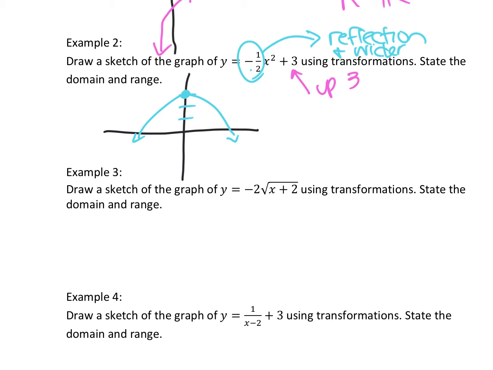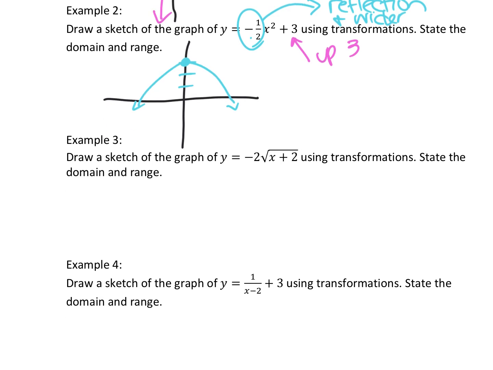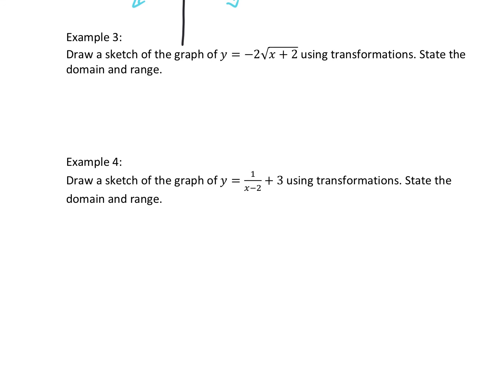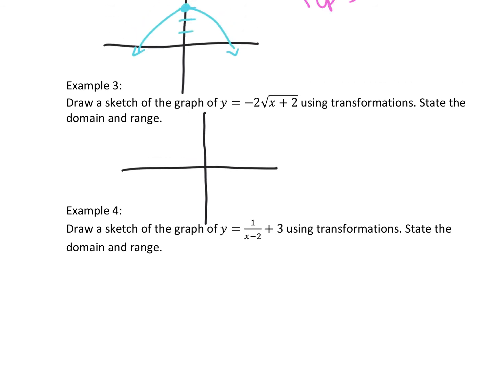All right, let's look at example 3. So in example 3, what is my parent function? We got a square root function. This one also has multiple transformations on it. Oops, I didn't state domain and range. Let's go back to that.